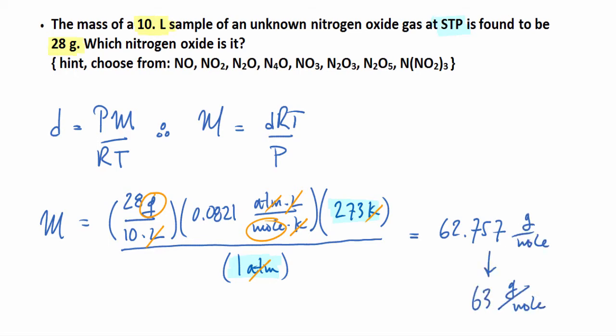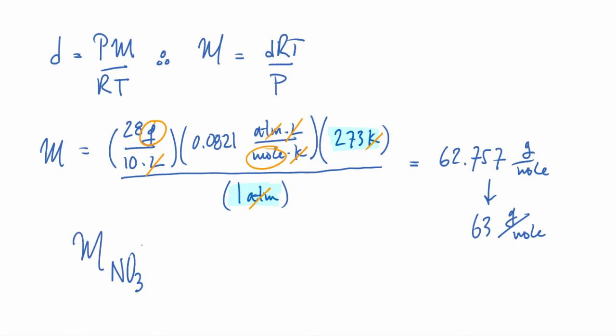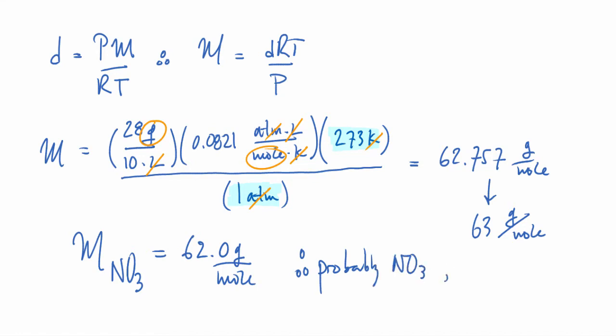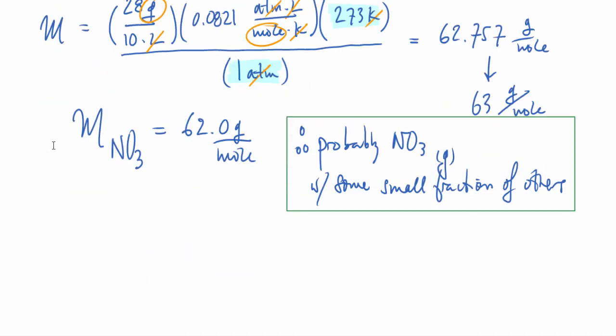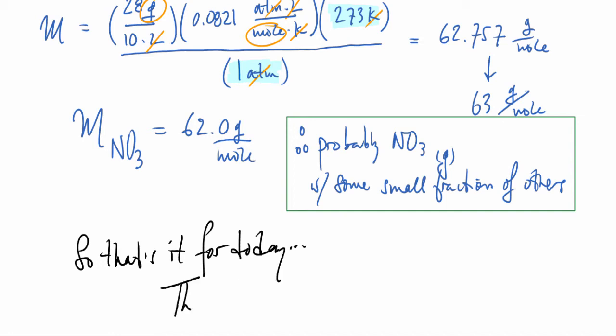So looking at the list of oxides we were given, the closest one is nitrogen trioxide, and so we guess this sample is probably mostly nitrogen trioxide with perhaps a little bit of one or two of the other constituents inside. So that's quite valuable, being able to work out the density of an ideal gas, and that's about enough for today. Anyway, thanks everyone, and see you soon.